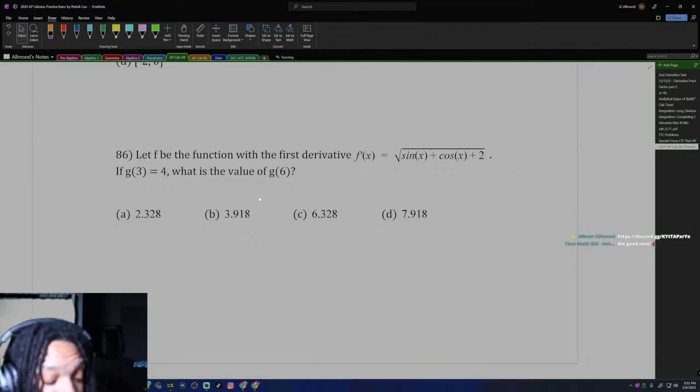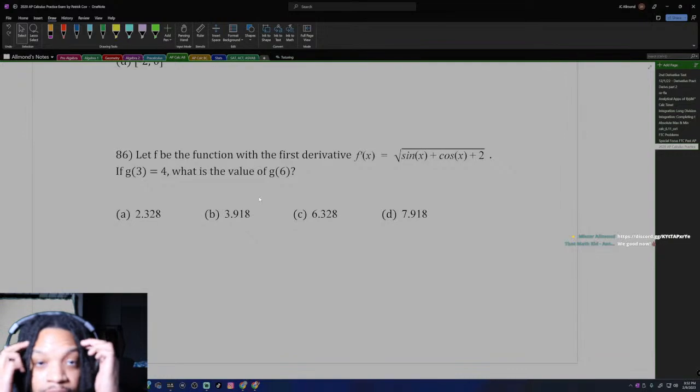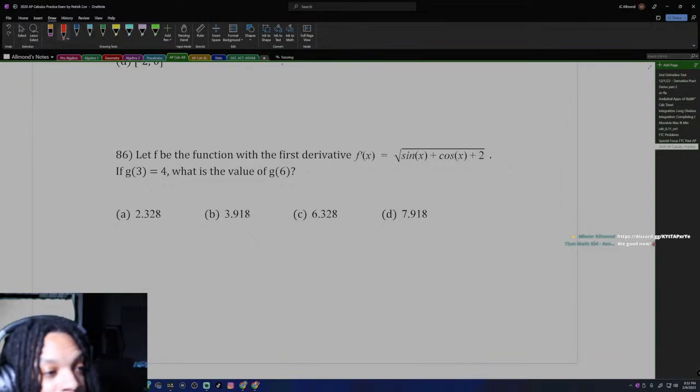And I can already see where they're going with it because I see the G of 3 and the G of 6. I'm thinking f of b minus f of a. So let me write out a fact. Let's see. Ooh, this has to be calculator, looking at those answer choices. So I'm going to write a fact.